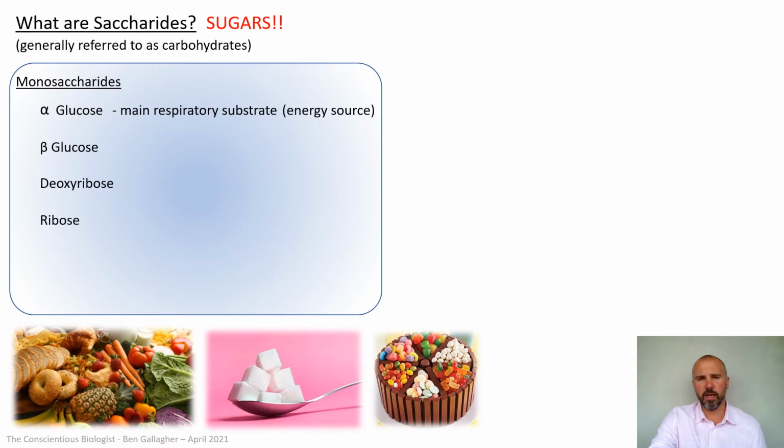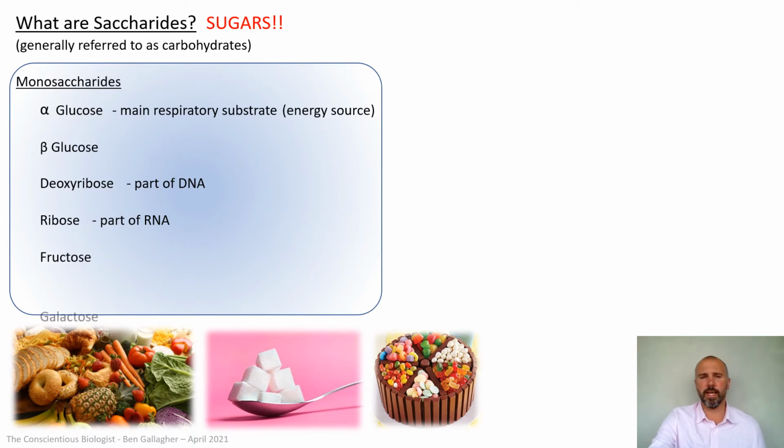So you've got alpha glucose for respiration, beta glucose we'll talk about another time, and then you've got these two that you absolutely should know if you've watched the previous lessons and studied: deoxyribose and ribose. Both of those are sugars. Deoxyribose you came across as the main part in the middle of a nucleotide in DNA, and ribose is in the same position of a ribonucleotide in RNA. So you should have come across both of those.